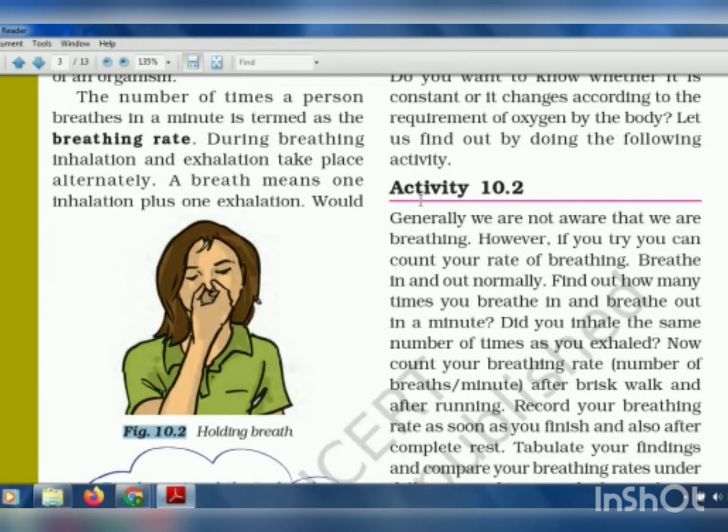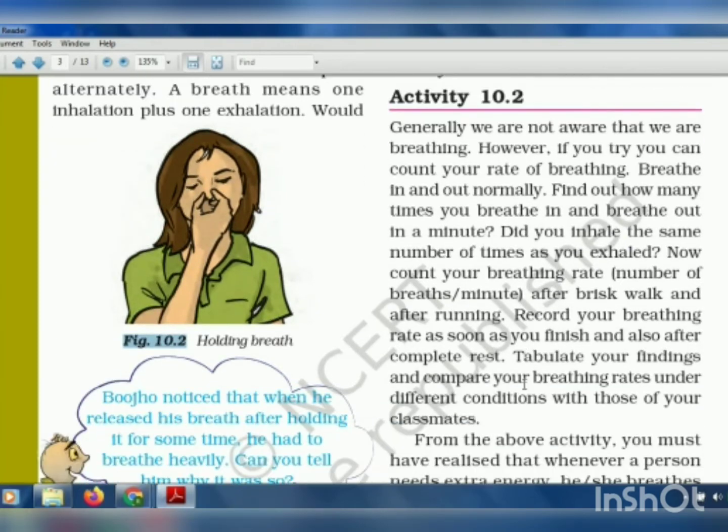Now in this activity 10.2, they are telling you to check, if you are sitting normally, how many times you inhale and exhale. After you come running from outside, you see how many times you are inhaling and exhaling. So whenever you are doing different activities, you have to check your breathing rate, how many times in a minute you are breathing in and breathing out.